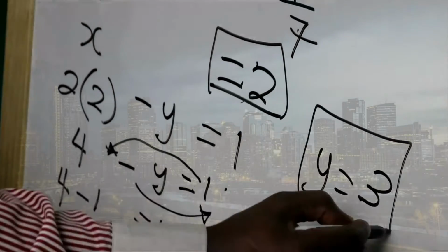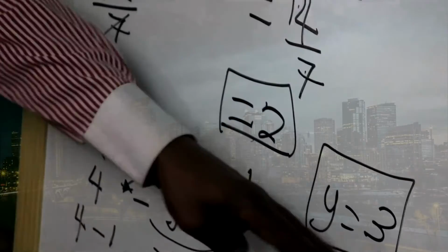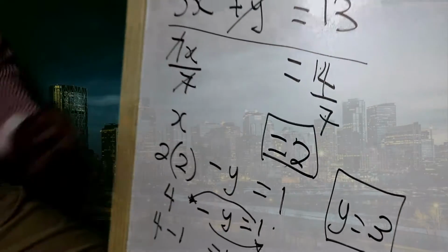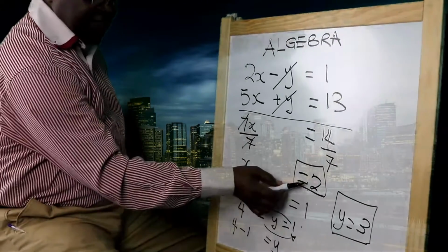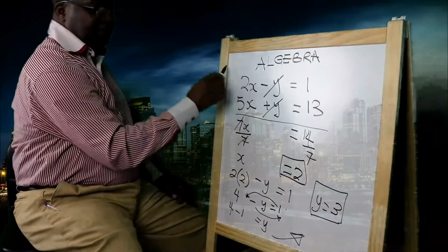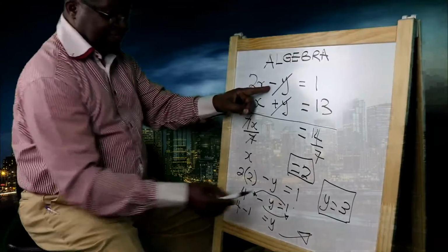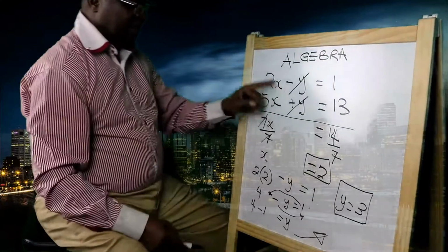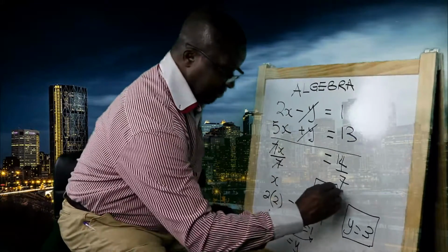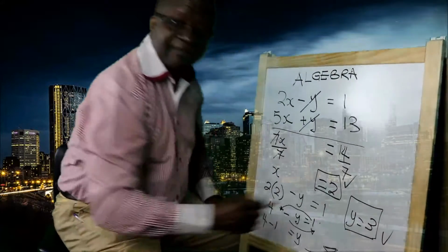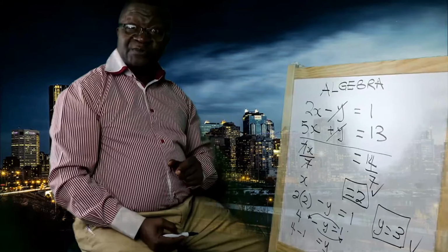We can verify this by putting these values in any of these equations to see if it's right. If x is 2, 2 times 2 gives you 4, minus y is 3. 4 minus 3, you get 1. So these answers are right. This is how we do this equation.